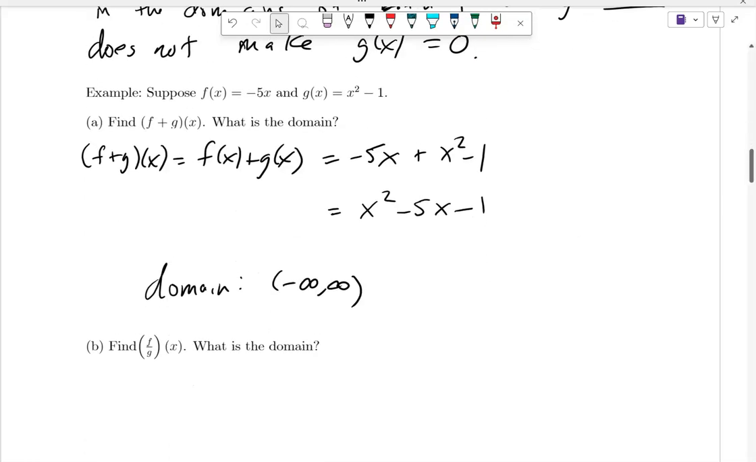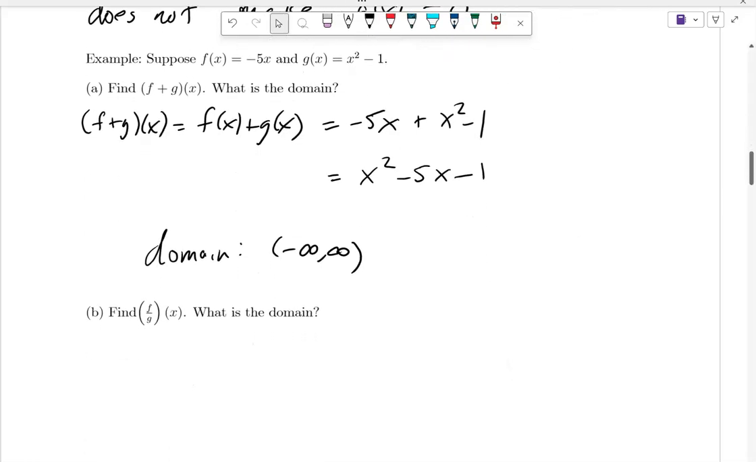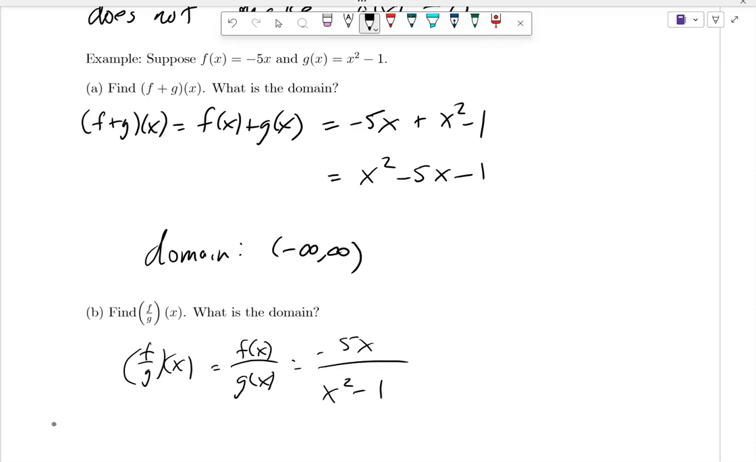But what's going to be different about the quotient? What do we get for f over g of x? Good. f of x is negative 5x. g of x is x squared minus 1. So we get negative 5x over x squared minus 1 is the quotient.